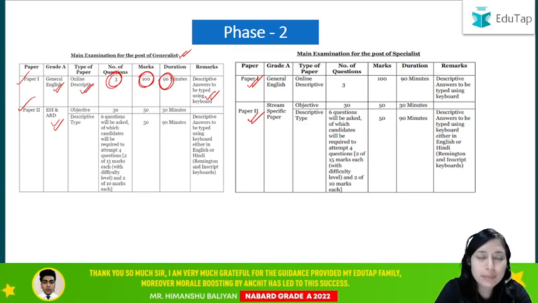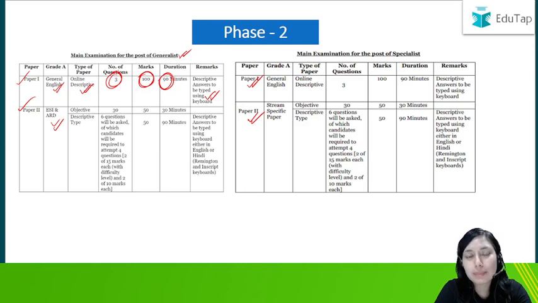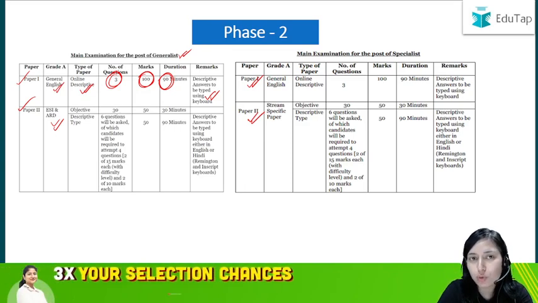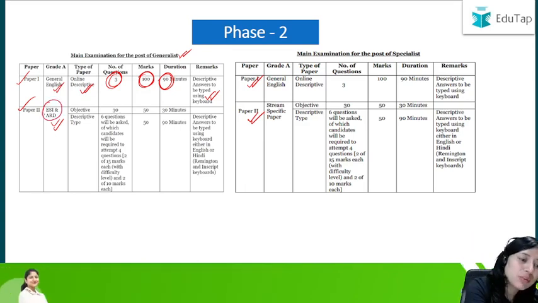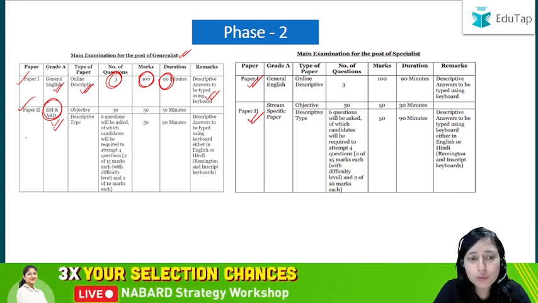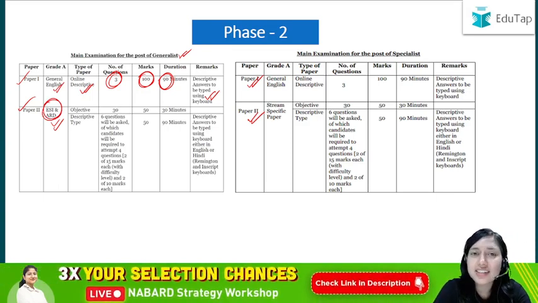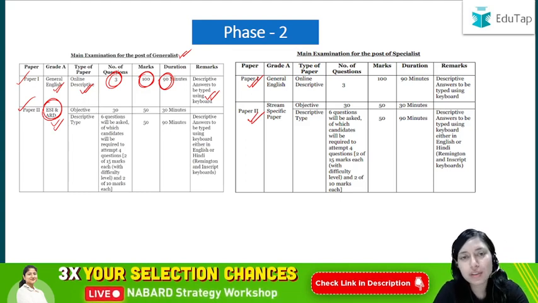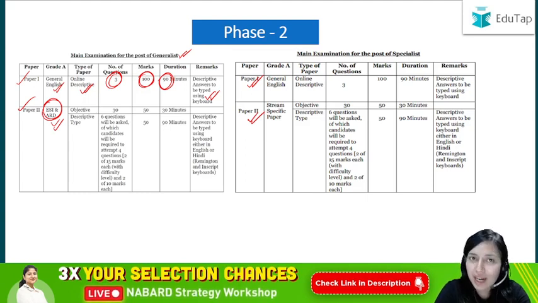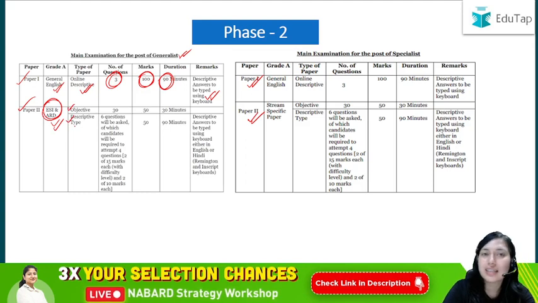Now talking about paper 2, if you are applying for the journalist post, then the paper will be asked from ESI and ARD. And the good part of the journalist post is that ESI and ARD you have already covered in phase 1 also. So it will be helpful for the preparation of your phase 2 also, right? So ESI and ARD will be asked, and the type of questions will be objective as well as descriptive.